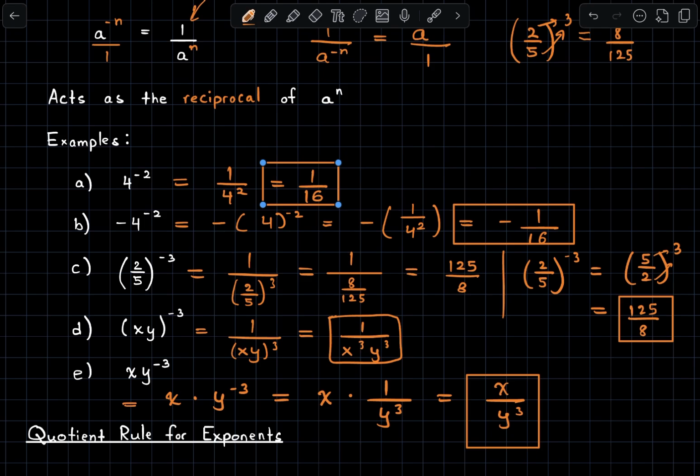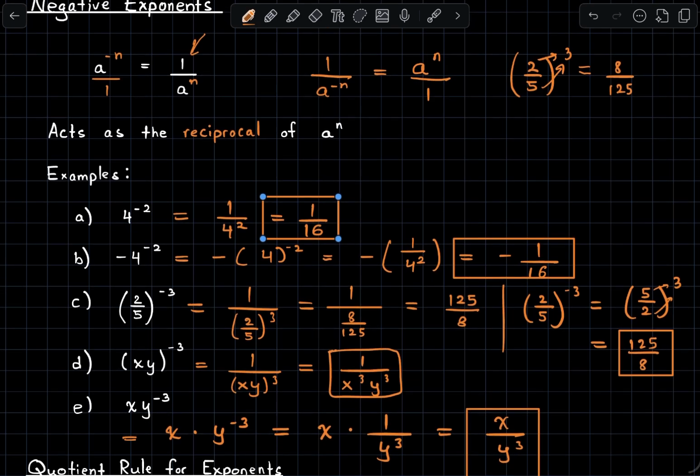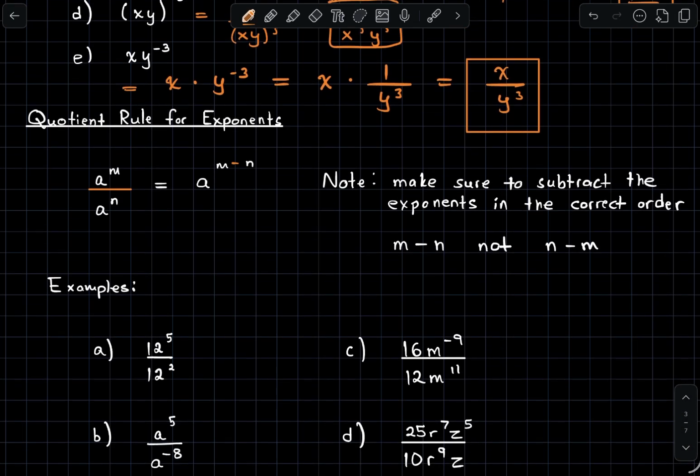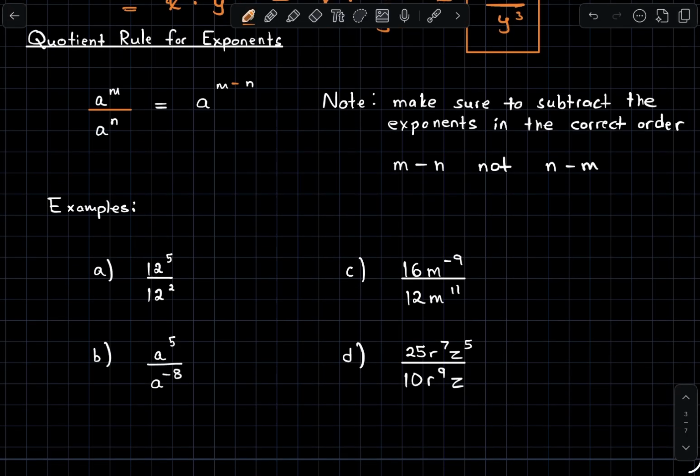All right, so that's negative exponents. This is telling us that we need to take whatever we have and put it underneath 1, and then make that exponent positive.